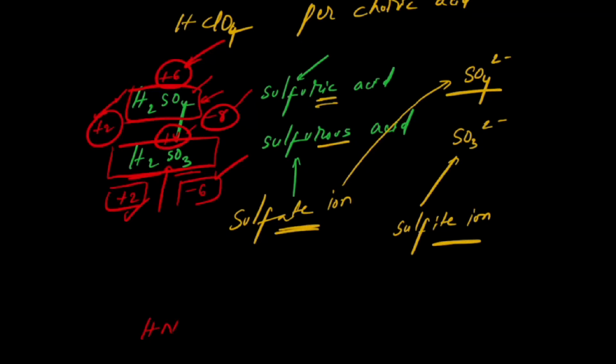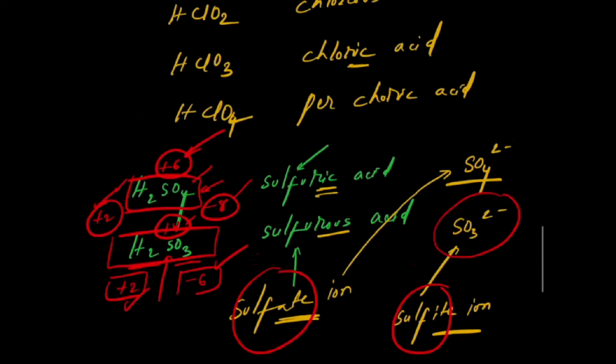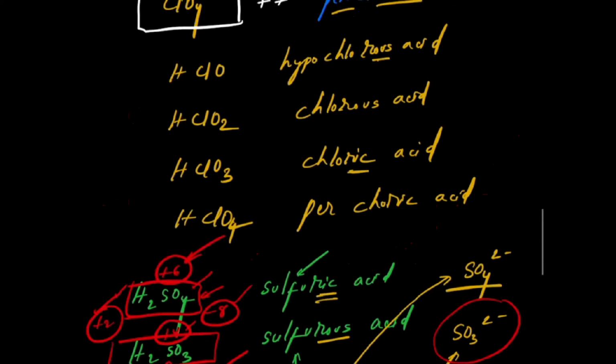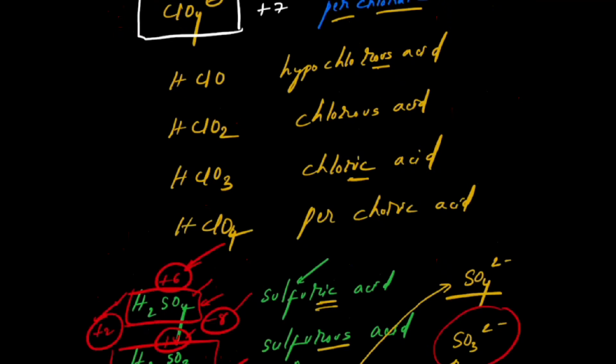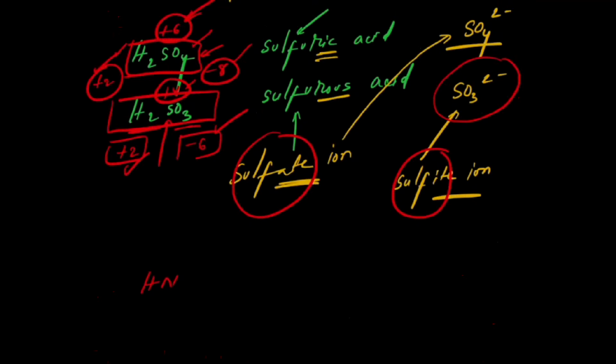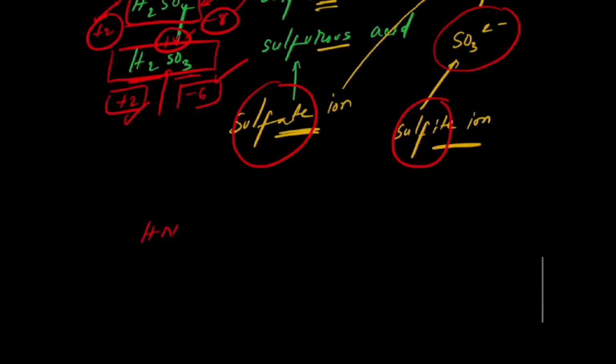That's why whenever the oxidation state is less, it is called ite. Whenever the oxidation state is more, it is called ate. If it is higher, you call it persulfate. If it is lower, you call it hyposulfite. But there is none that exists freely. So we don't have anything like persulfate or hyposulfite, like in the case of chlorous and chloric. You have chlorous acid, perchloric acid, hypochlorous acid, but you don't have anything like hyposulfurous acid or persulfuric acid.